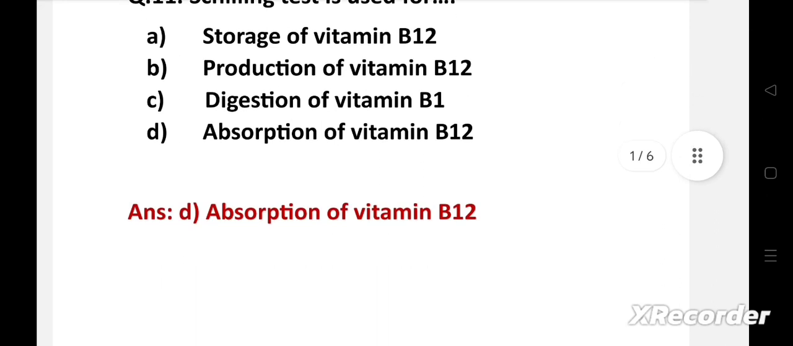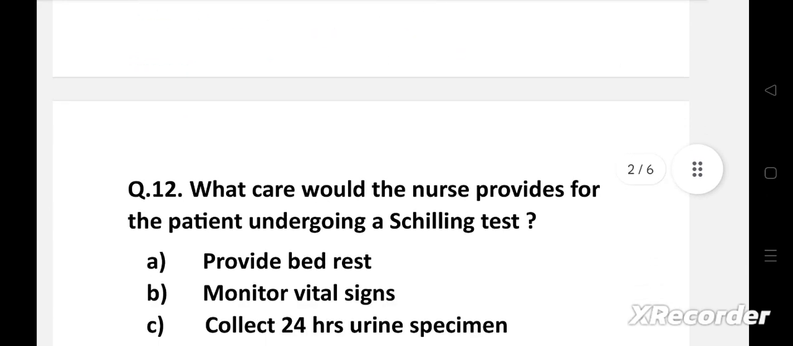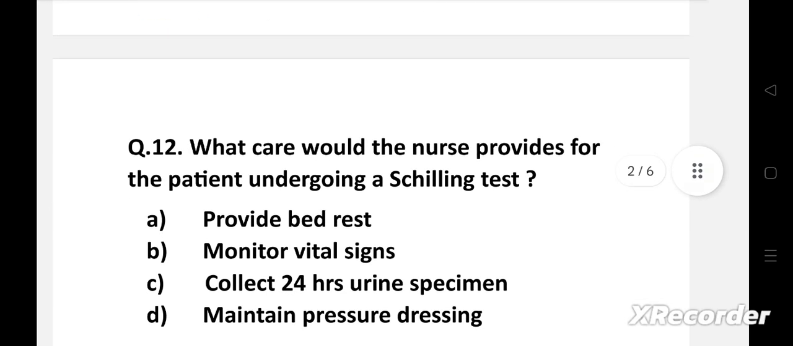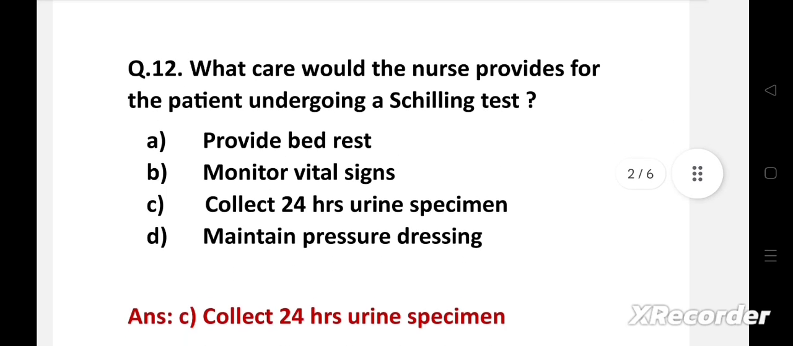Next question. What care would the nurse provide for the patient undergoing a Schilling test? Option A, provide bed rest; B, monitor vital signs; C, collect 24 hours urine specimen; D, maintain pressure dressing. Right answer is option C.